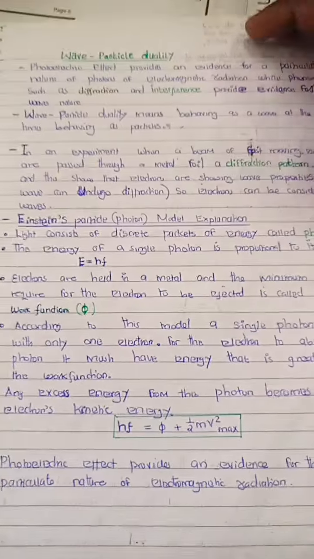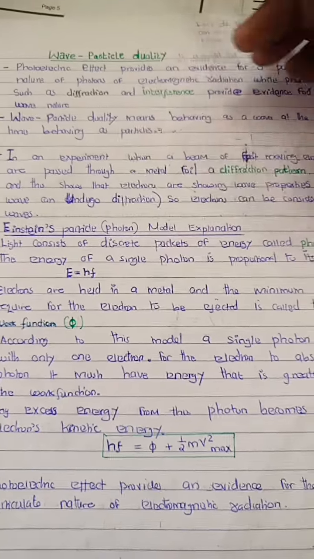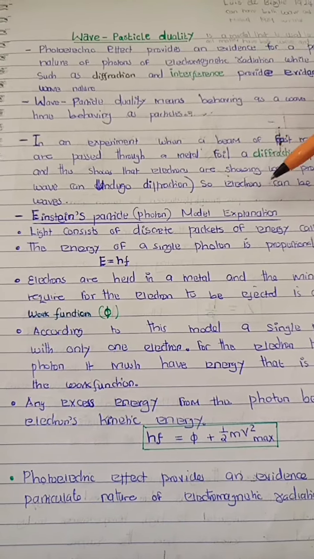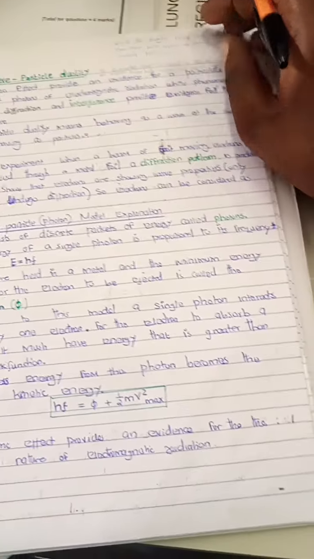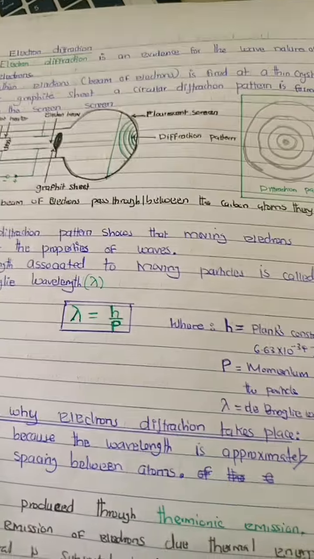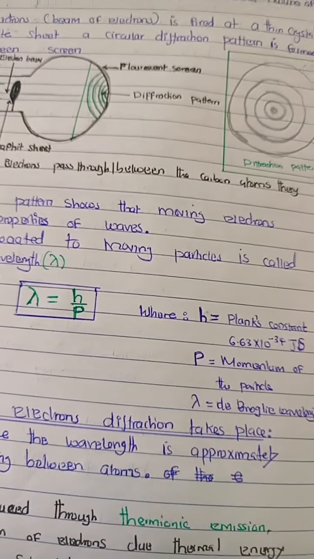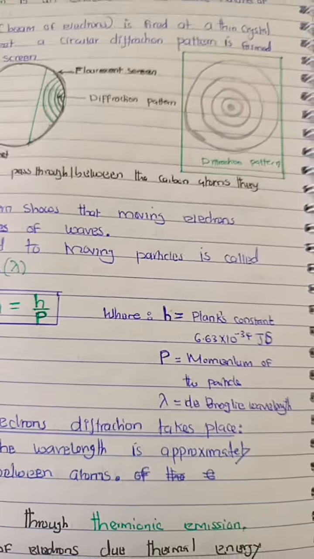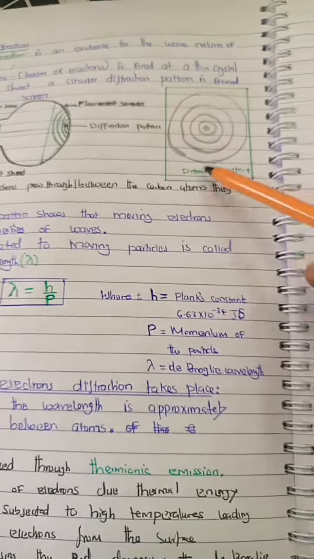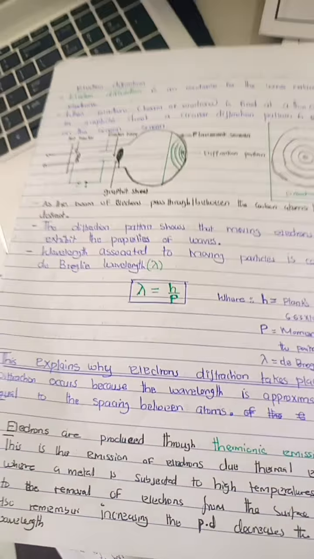In this topic, quantum physics, you also need to remember the concept of wave-particle duality. This is the area whereby you're going to understand that matter can behave as waves, and at the same time can behave as particles. Diffraction of electrons is an experiment that is used to show that electrons can behave as waves. So this pattern is a diffraction pattern, which shows that electrons can behave as waves.